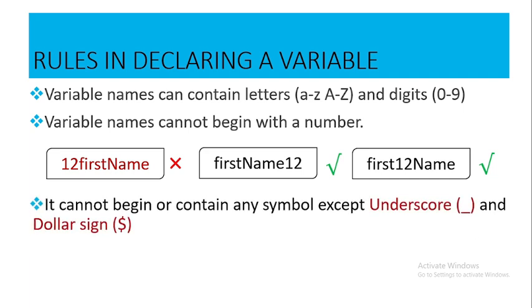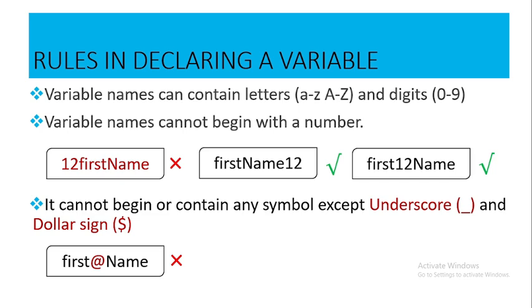Let's look at the third rule. Variable names cannot begin with or contain any symbol except underscore and dollar sign. So apart from the underscore symbol and the dollar sign symbol, variable names cannot, one, begin with any symbol, or two, contain any symbol. So we have first@name. This is an invalid variable name. Why is it invalid? Because it contains a symbol which is not the underscore or the dollar sign.